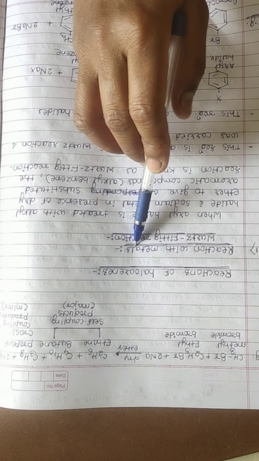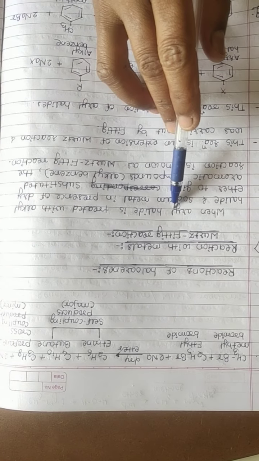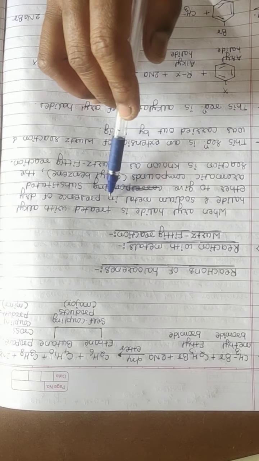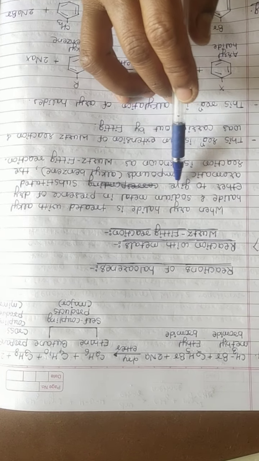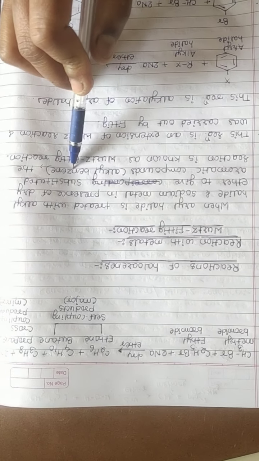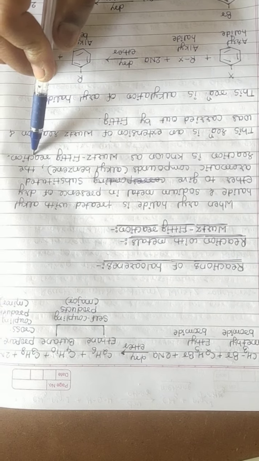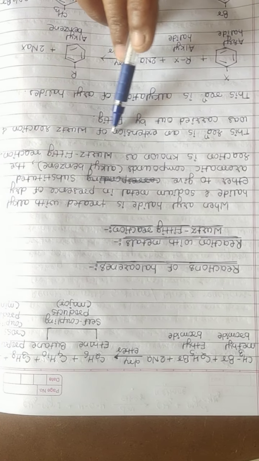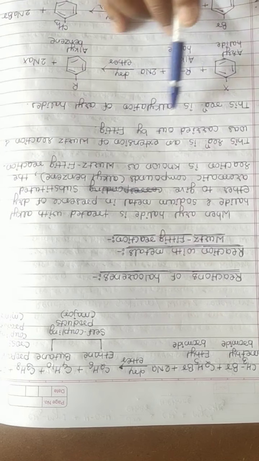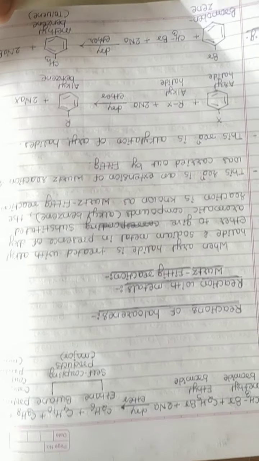Reaction with metals is called the Wurtz-Fittig reaction. When aryl halide is treated with alkyl halide and sodium metal in the presence of dry ether to give substituted aromatic compounds, that is alkyl benzene, the reaction is known as the Wurtz-Fittig reaction. This reaction is an extension of the Wurtz reaction and was carried out by Fittig. This reaction is alkylation of aryl halides.